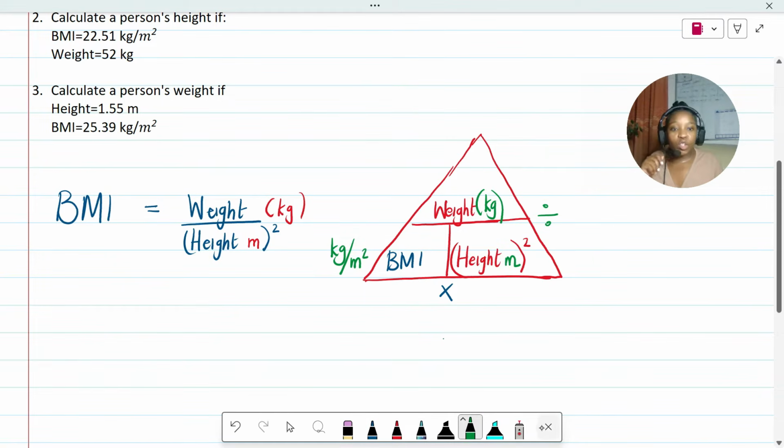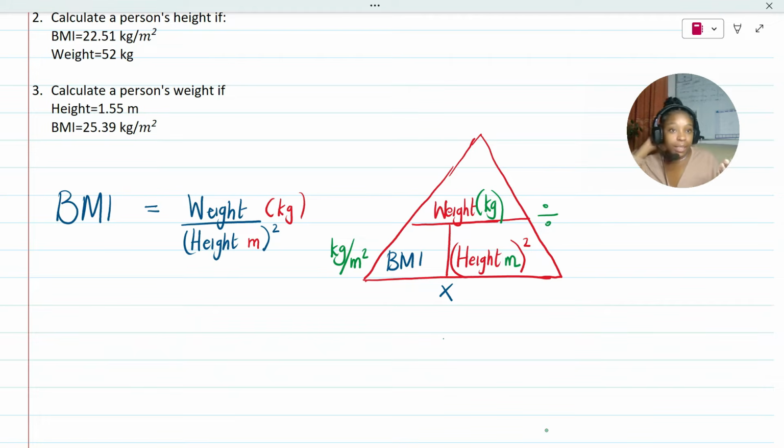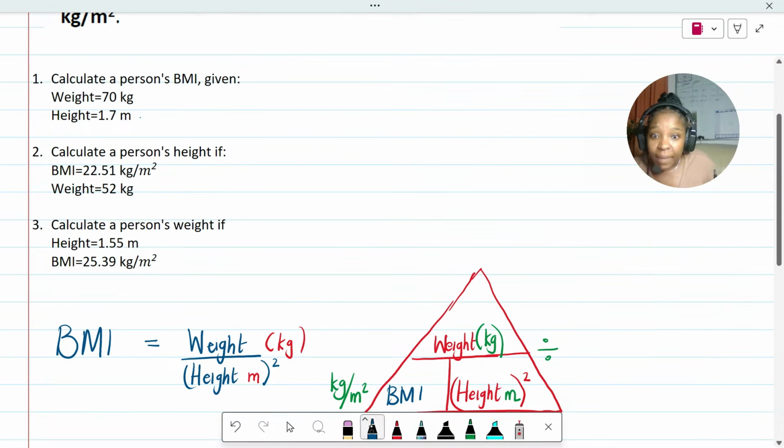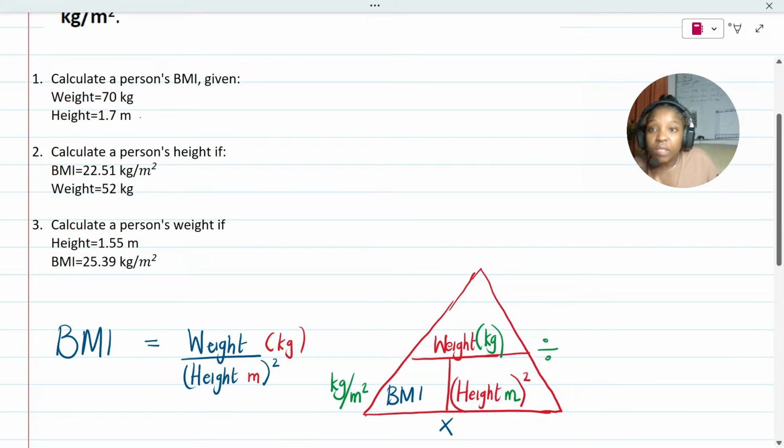Okay, so let's put this to practice and see if we can apply this. This is just a nice and simple way for us to know what we need to do. But if your understanding of mathematical concepts is very strong, you actually don't need this triangle. I'm just using this triangle for learners where it gets a bit tough to figure out: are they supposed to multiply? Are they supposed to divide? So we can always make use of this triangle. Let's have a look at the first question. It says calculate a person's BMI if we're given a person's weight and height.